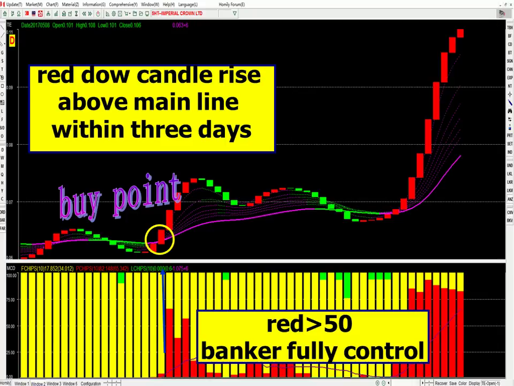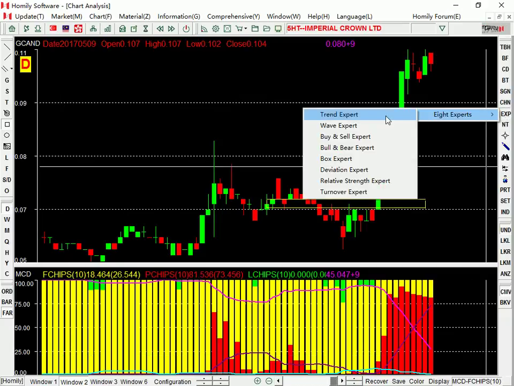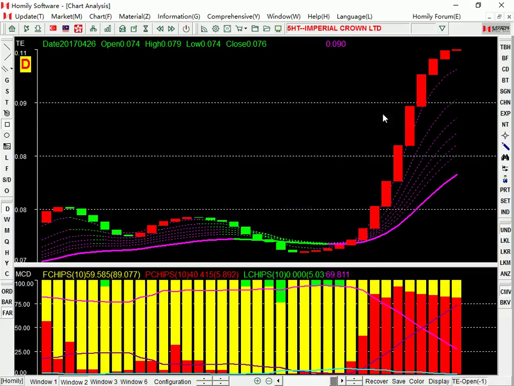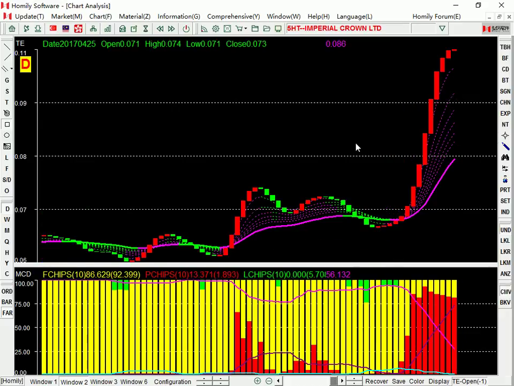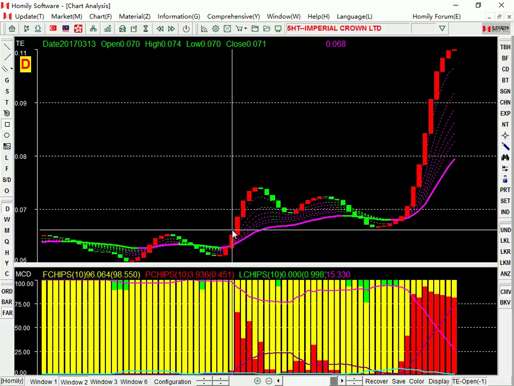So we can see here, above the main line and the red bar is above 50, banker fully control. So this is the safe buy point. Okay, so this is the safe one. Within 3 days. What does 3 days mean? If you see the Dow candlestick turn from green to red within 3 days above the main line.